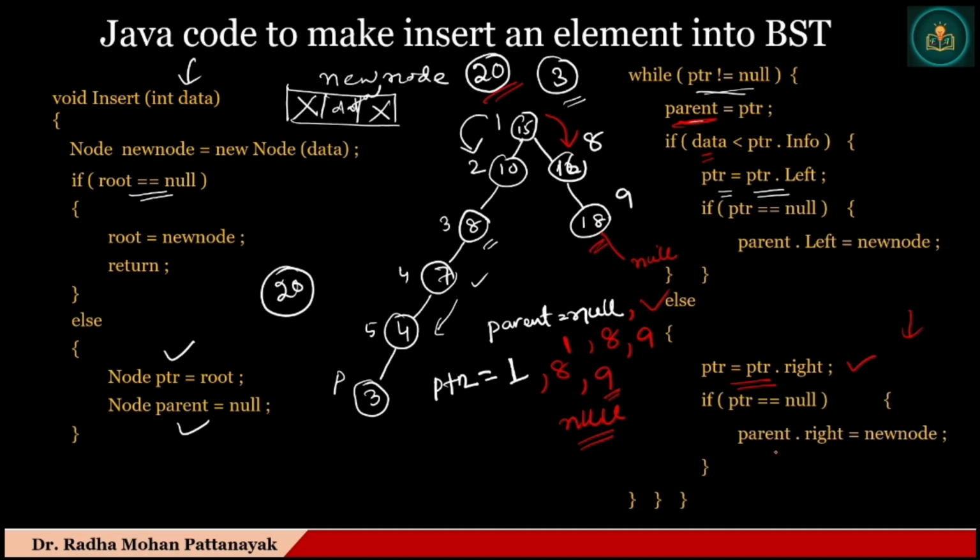So what you will do? Parent.right equals new node. Whatever the new item is, the new node, you will insert it in this place now. So we will insert 20 in this place. Clear? Then close the else part, close the while loop, close the function, then close the program. Okay, so this is all about how to insert an element into the binary search tree, either in the left side part or in the right side part. Thank you.